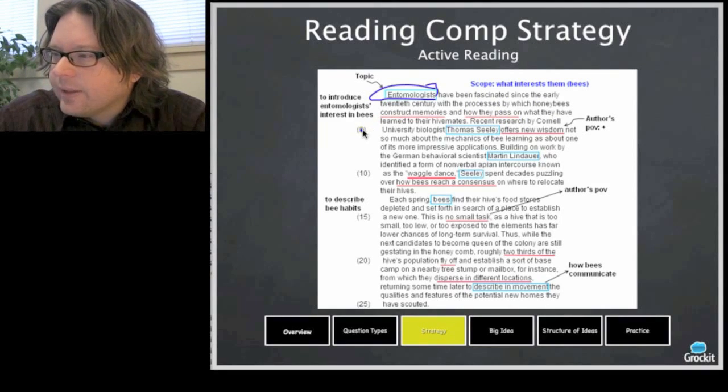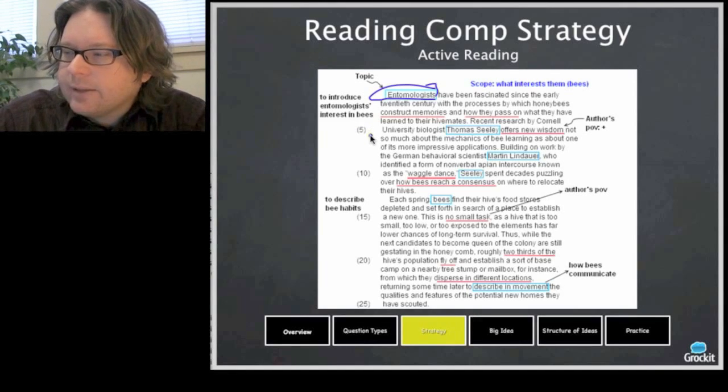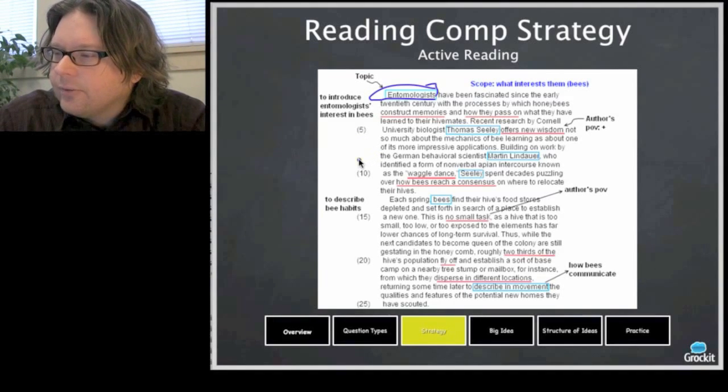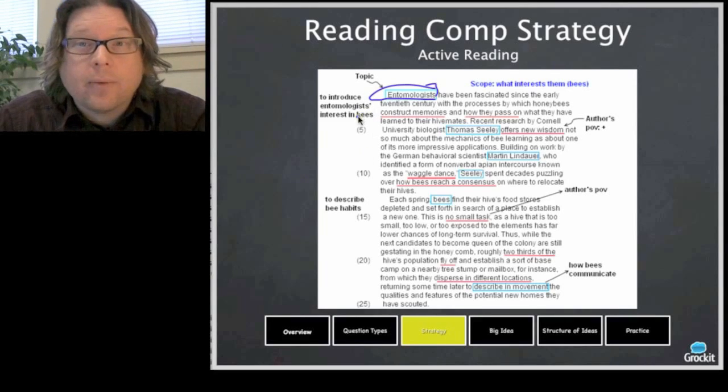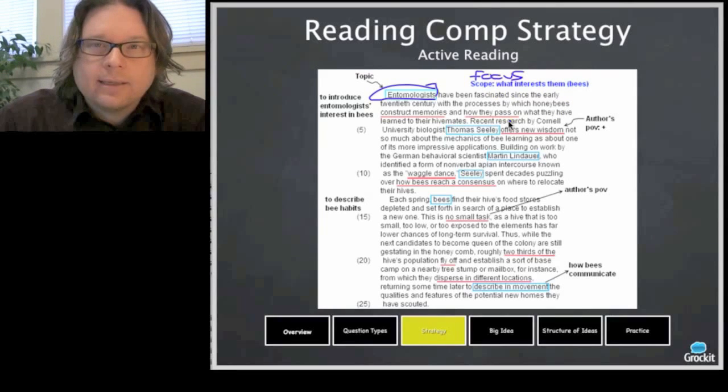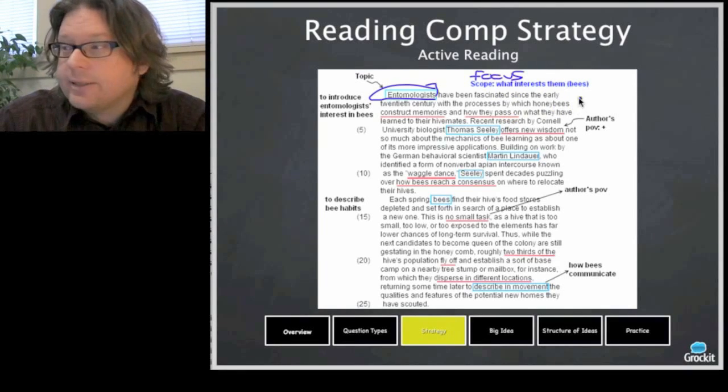"Recent research by Cornell University biologist Thomas Seeley offers new wisdom not so much about the mechanics of bee learning as about one of its more impressive applications. Building on work by the German behavioral scientist Martin Lindauer, who identified a form of nonverbal apian intercourse known as the waggle dance, Seeley spent decades puzzling over how bees reach a consensus on where to relocate their hives." Okay, so we've read the topic, the scope or focus, that's the same thing. What these entomologists are interested in particular today is bees.